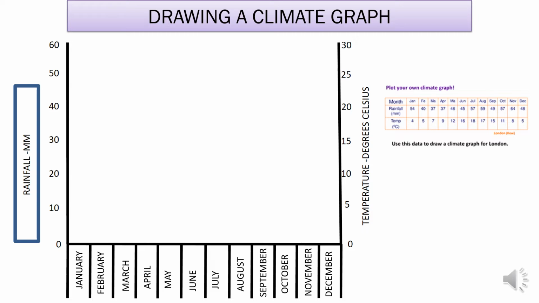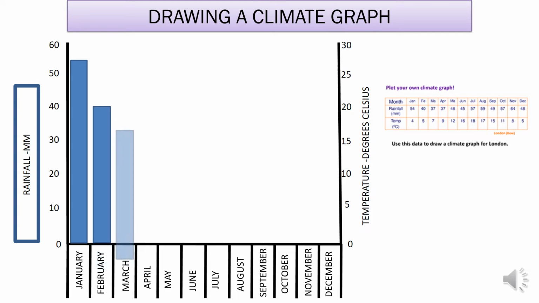I recommend that you do each bar half a centimetre wide and then leave a half centimetre gap. They need to have gaps between to prove that it's discrete data. So here is the data for your rainfall. I'm only going to go up to April to show you what to do.